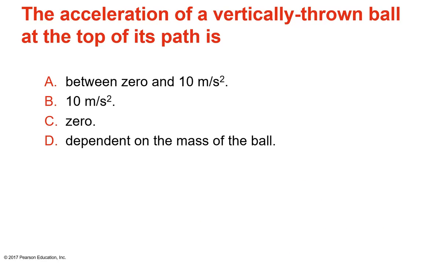Okay, the last one. And I went over this in our review lecture even. The acceleration of a vertically thrown ball at the top of its path. If I throw it straight up, at the top of its path, what's the acceleration? Zero. No, its velocity there is 0. It's 10 meters per second squared, because if its acceleration was 0, it wouldn't change velocity. It would just stay at 0 velocity and would hover.